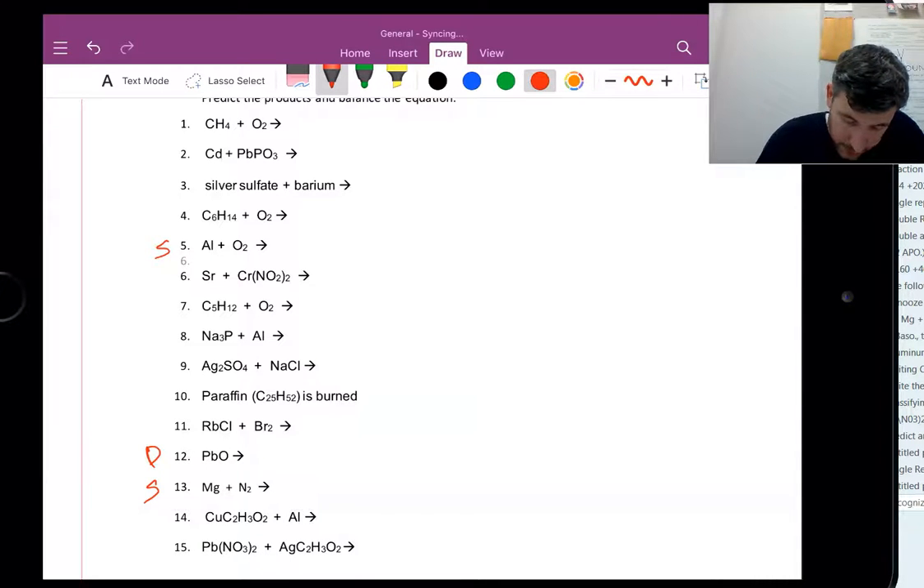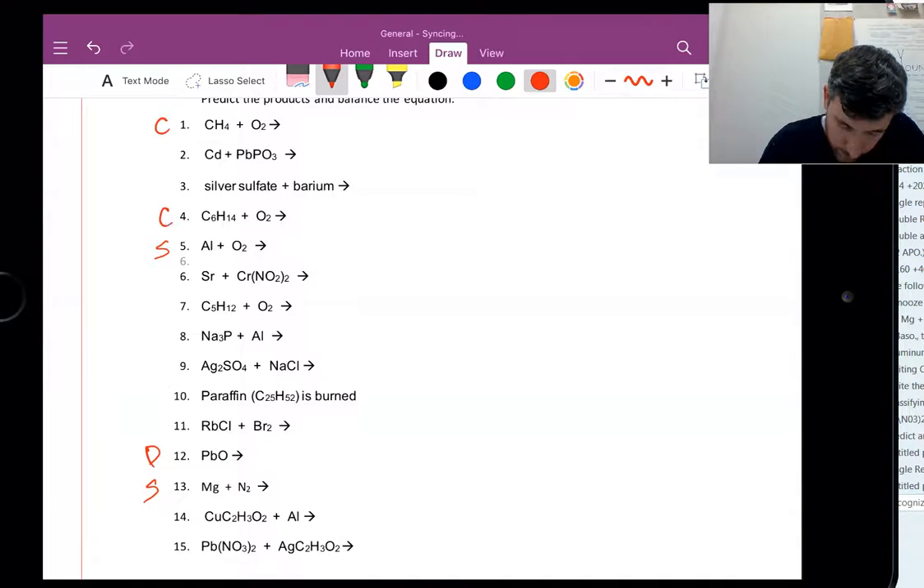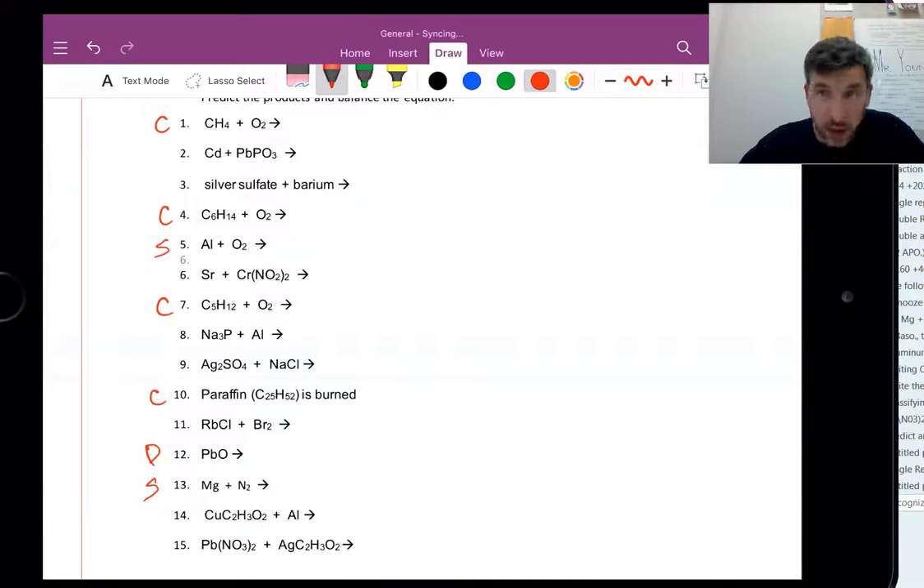Okay, combustion, which I'll label with the C, number 1, number 4. We could call number 5 combustion, but we've already classified it as synthesis. Calling it combustion would be accurate, but it wouldn't help us predict what the products are. The other ones that would be combustion would include number 7, number 10. If something is burned, that means that it's reacting with oxygen. And that's it.